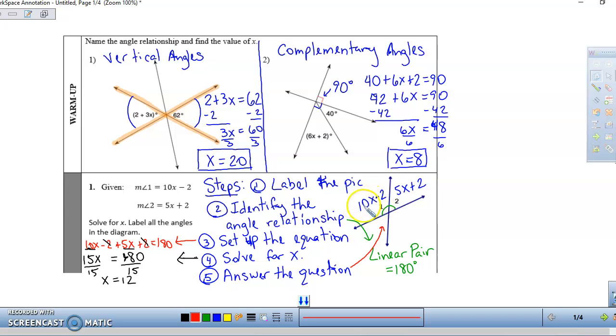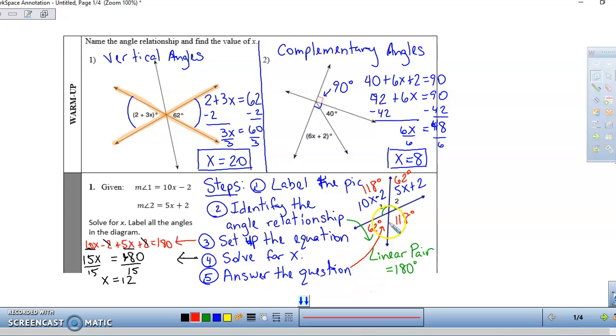So if I plug in a 12 here, I get 10 times 12, which is 120, and then minus 2, so that's 118 degrees. Okay, here you can use the calculator. 5 times 12 is 60, plus the 2 is 62 degrees. Okay, so that would be the last step, that you label the picture. We would also know that this angle is 118 and that this angle is 62.